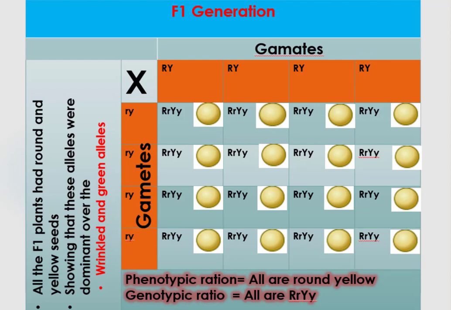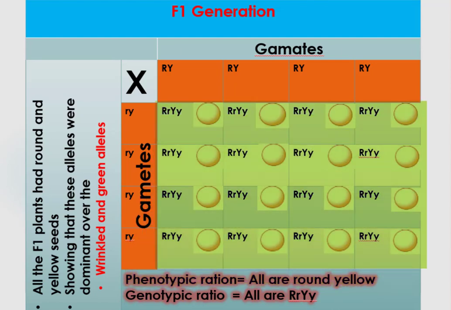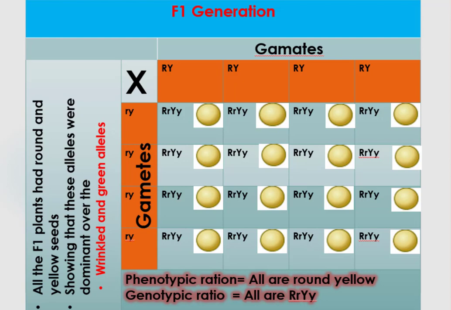When we look at the genotypic and phenotypic ratio, all are capital R small r capital Y small y. The phenotypic ratio is that all are round and yellow-seeded pea plants. All the F1 plants had round and yellow seeds. This shows that the round and yellow alleles are dominant over the wrinkled and green alleles.